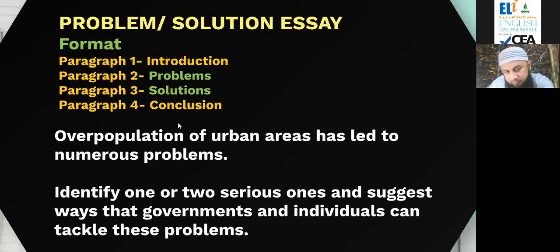Now look at this question. Overpopulation of urban areas has led to numerous problems. Now this is a statement, the problems of overpopulation. Now they ask you to identify one or two serious ones and suggest ways that governments and individuals can tackle these problems. They ask you for a suggestion, so you have to suggest in solutions. Suggest the ways how they can do it. So after problems, you write the solutions. In solutions, you write suggestions. First suggestion, second suggestion, third suggestion.